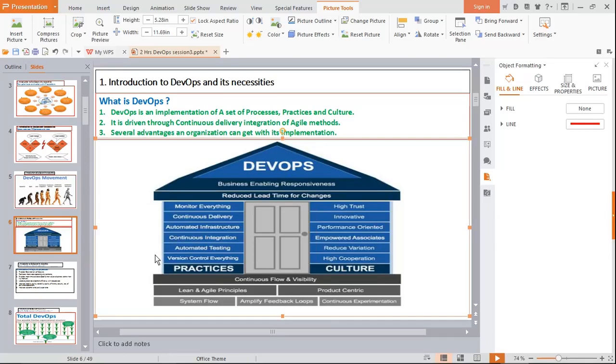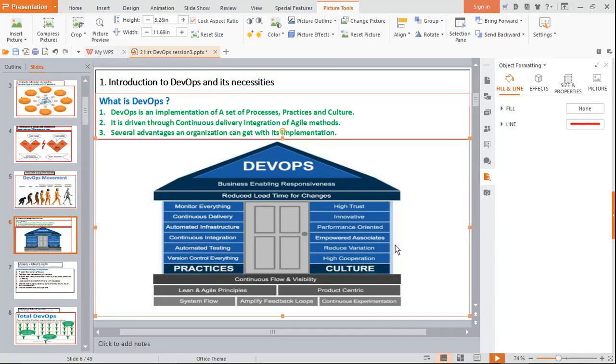And version control, everything like version control practice is being followed by many developers. I can say 80 to 90% of people are following the VCS tools, but that is mandatory here in DevOps practices.